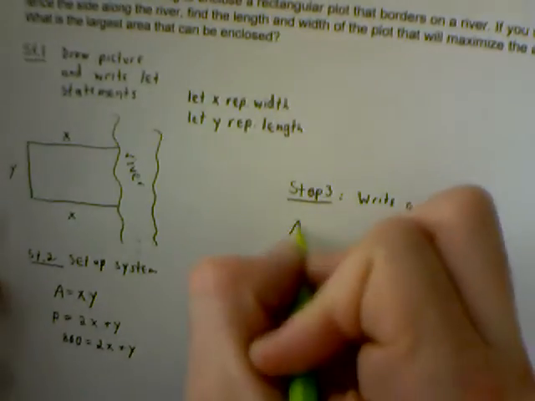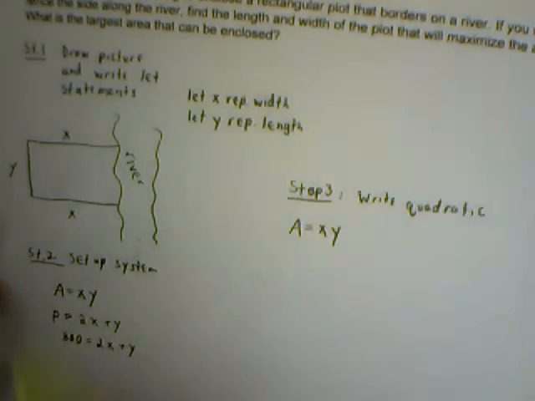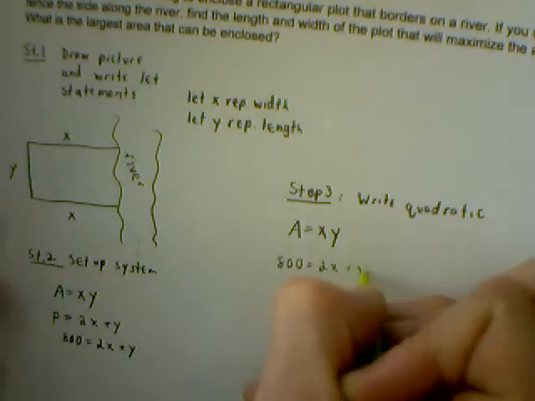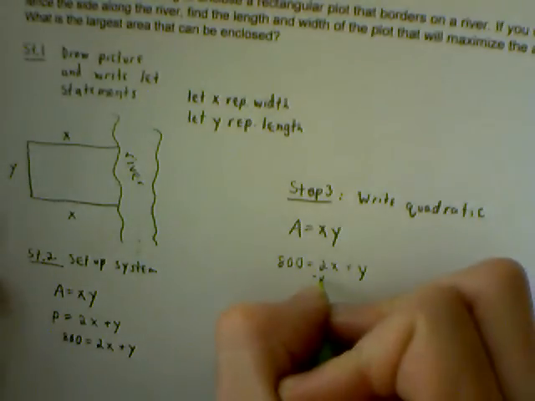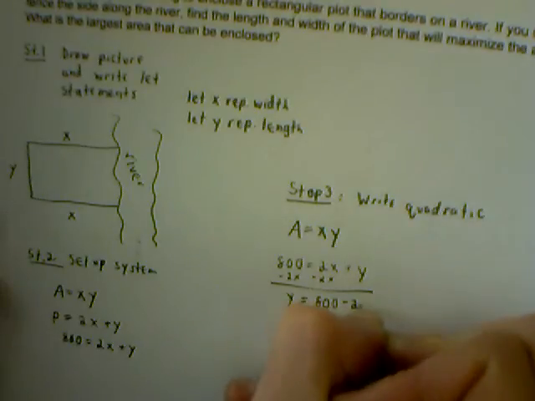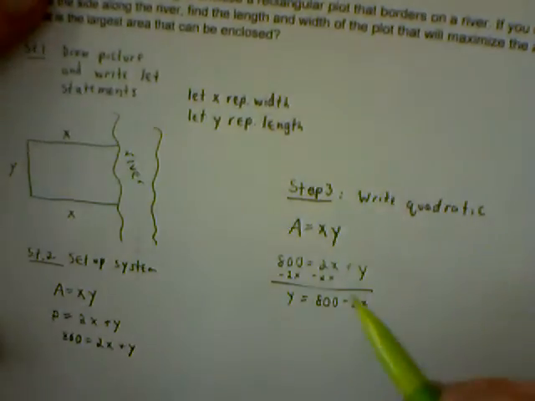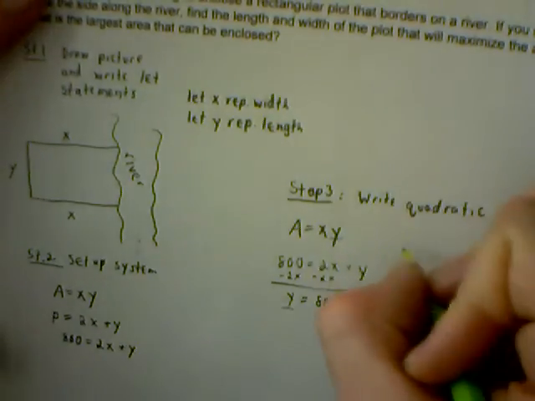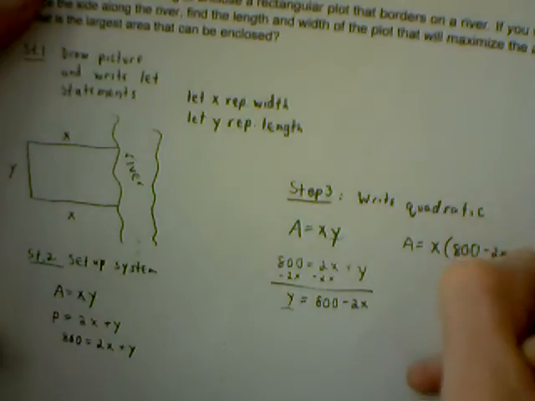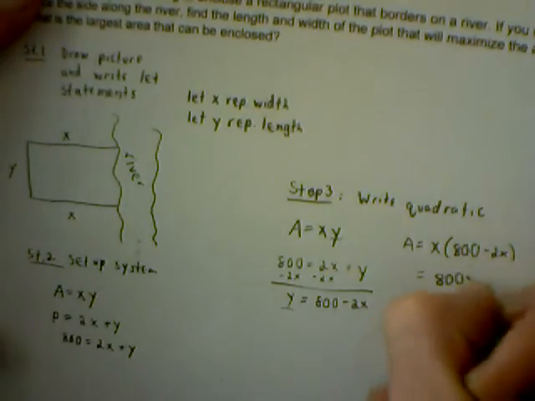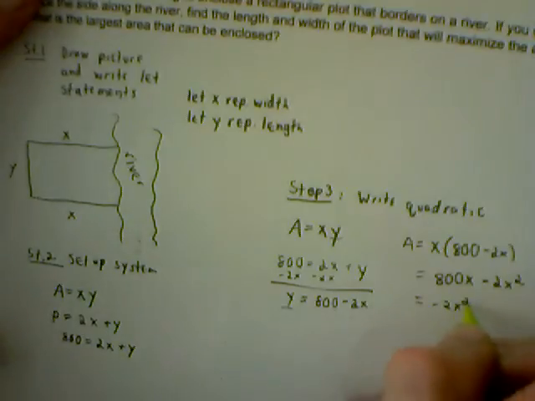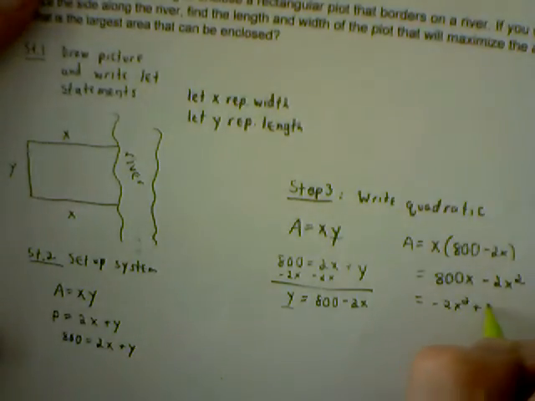All right, so I'll have a equals x y. Here I see that 800 equals 2x plus y. Just subtract 2x from both sides to get y by itself. I'll have y equals 800 minus 2x. From there, let's plug that y in right here. So I'll have a equals x times 800 minus 2x. That gives me 800x minus 2x squared. Rewrite it in standard form, negative 2x squared plus 800x.